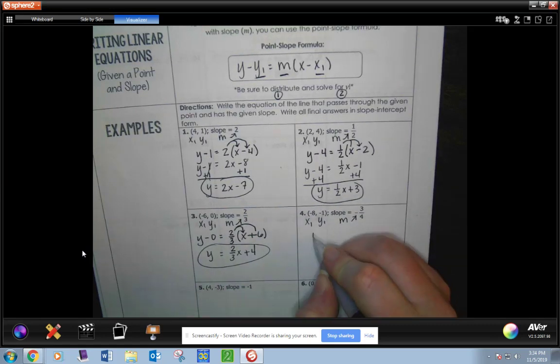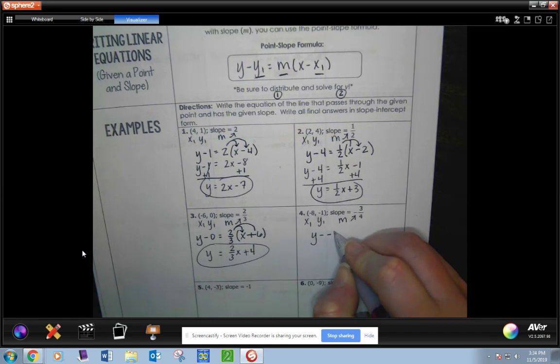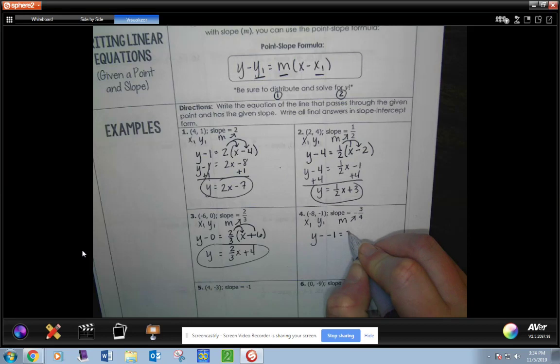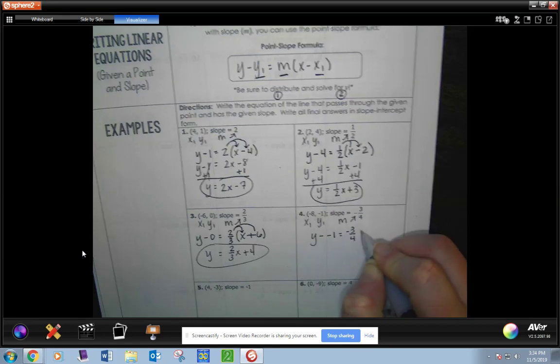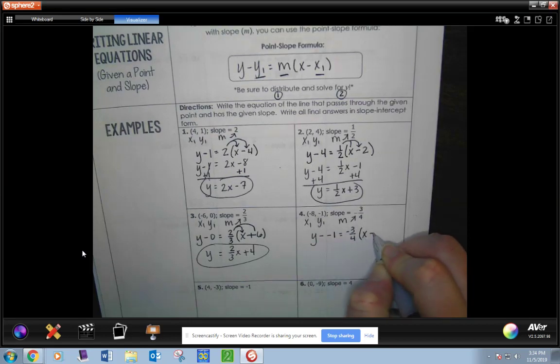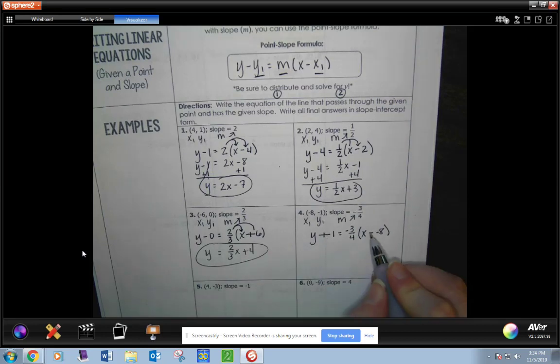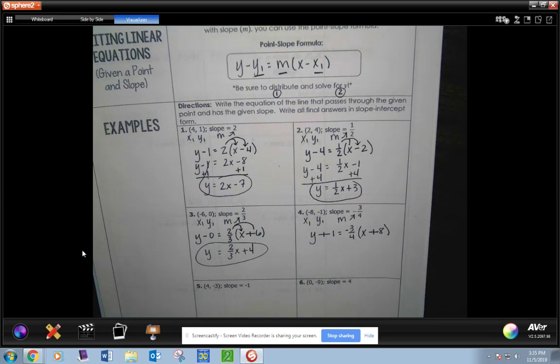We are going to do y minus negative 1 equals, for m, we're going to do negative 3 over 4, open parentheses, x minus, and x1 is negative 8. Okay, I have double negatives again. So remember, we just connect them and make it a plus. Now I'm ready to distribute.